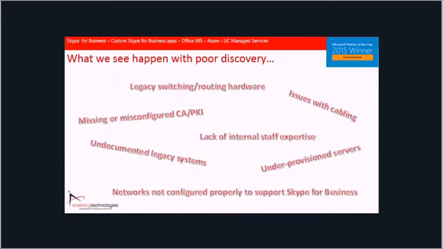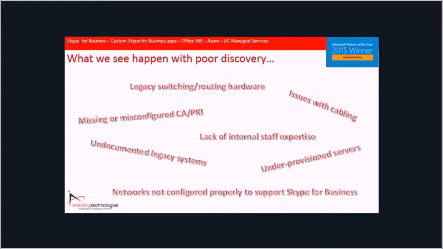When poor discovery happens, there are literally 1,000 things that can go wrong. The idea with discovery is to try and uncover any of these gremlins that we can. But as you can see here, some of the common things that we have seen will surprise you if proper discovery is not done. I would ask for a show of hands, but I know it wouldn't be many. How many of us on this call that are planning a Skype for Business deployment have actually stopped and thought about the cabling in our building, right? Probably not very many of us. Same with legacy switching and routing hardware.